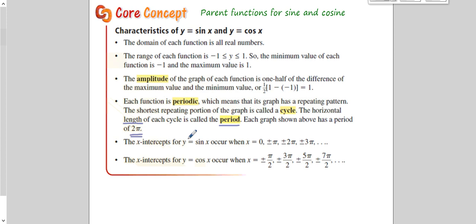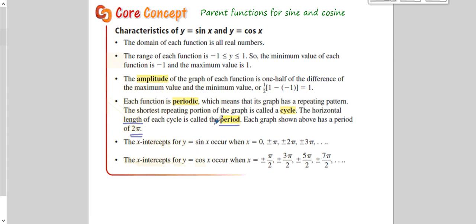The x-intercepts of sine of x occur at these spots: 0, plus or minus pi, plus or minus 2 pi, plus or minus 3 pi. The x-intercepts for cosine x happen at the half pis: plus or minus pi over 2, plus or minus 3 halves pi, plus or minus 5 halves pi, plus or minus 7 halves pi. I don't memorize these. I memorize what the graph looks like, and we draw our curve.